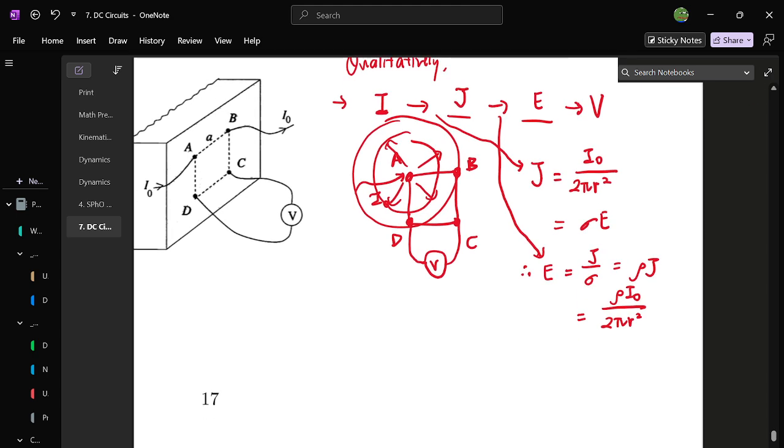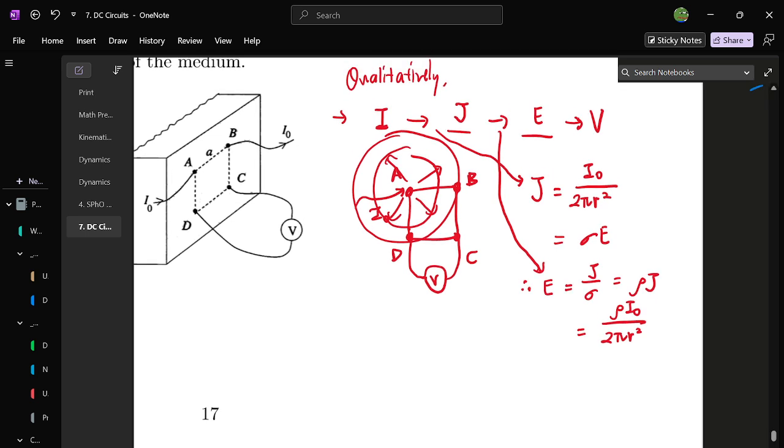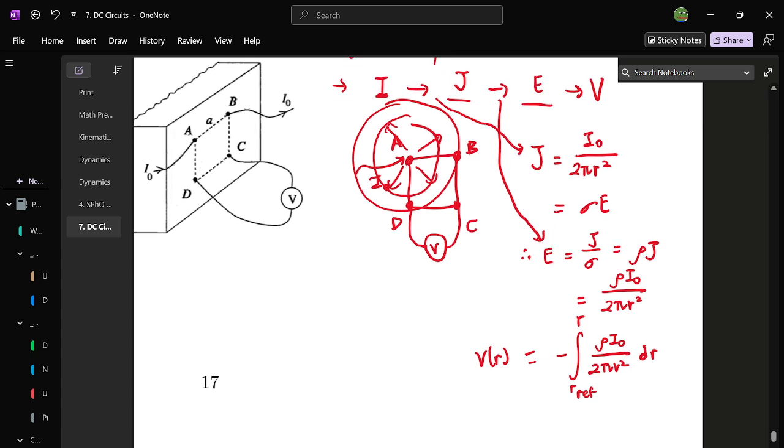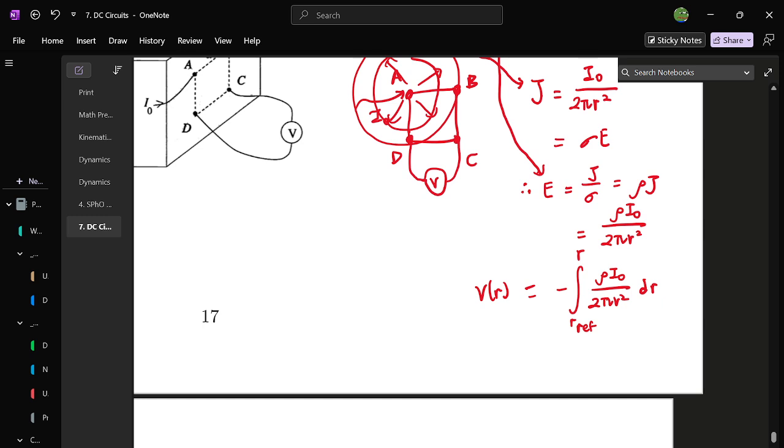So now once we have this radial function of the electric field, then to find potential we just integrate. We can just do something like this. So this is the potential as a function of the radial distance.